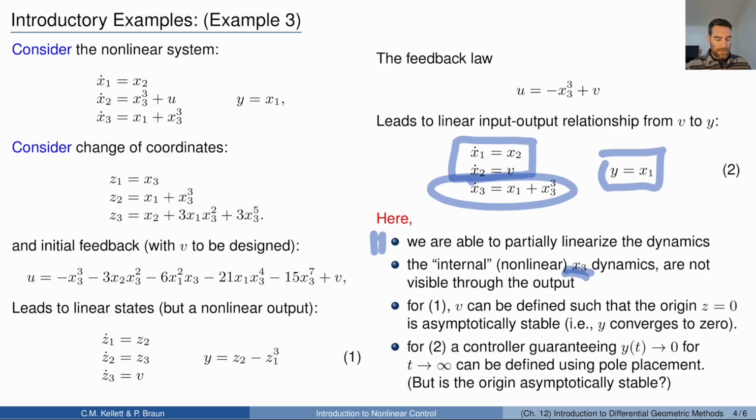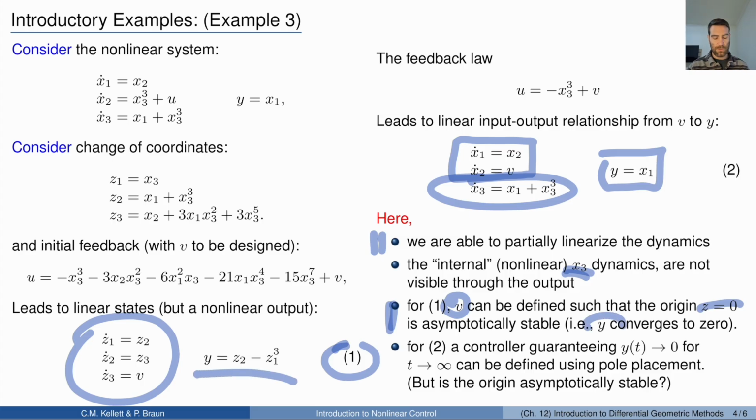Additionally, we can observe that for our dynamics 1, so for this representation here, v can be defined in an easy way such that the origin is asymptotically stable. Again, here we have linear dynamics, meaning designing v under the assumption here that this linear system is controllable is easily possible. And in that case, if we know that z converges to 0 from the output, we also observe that y is converging to 0.